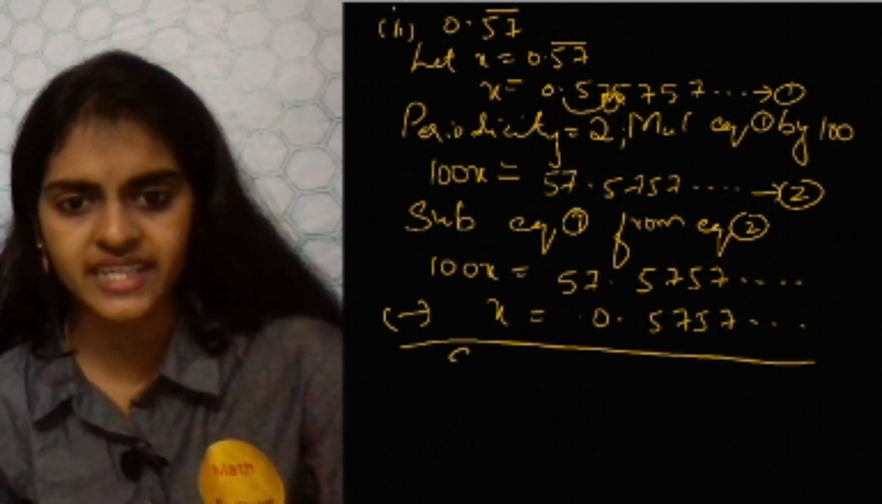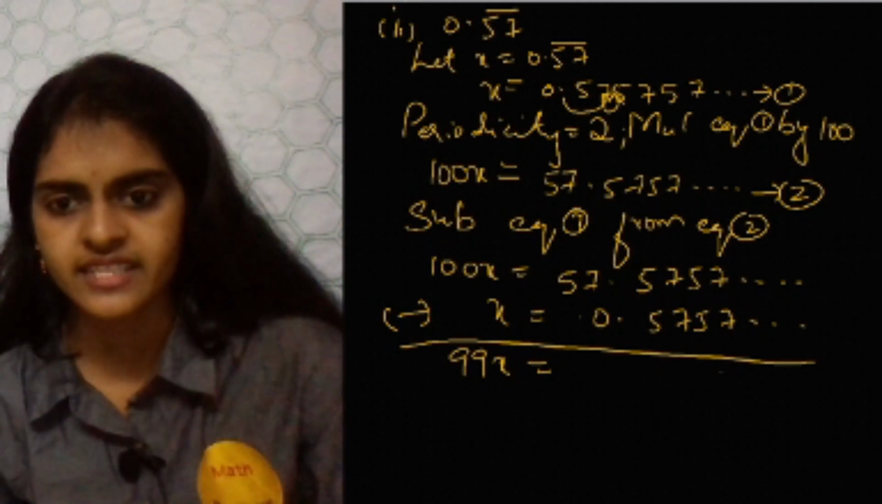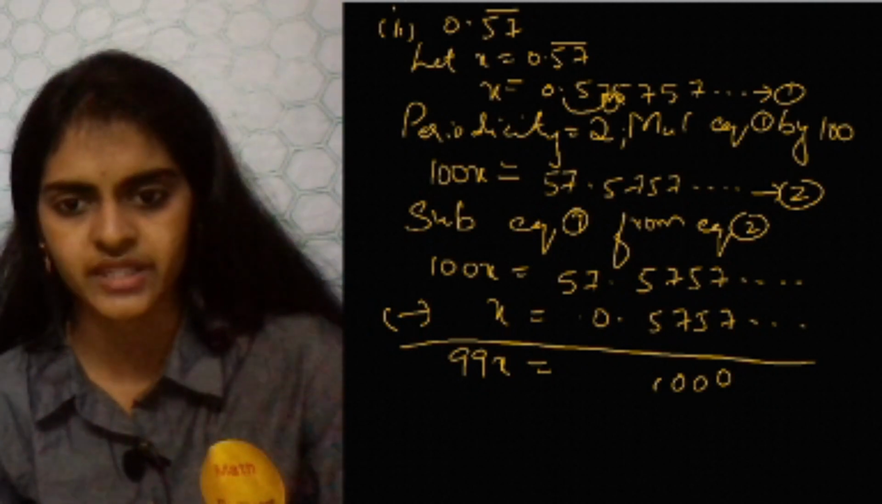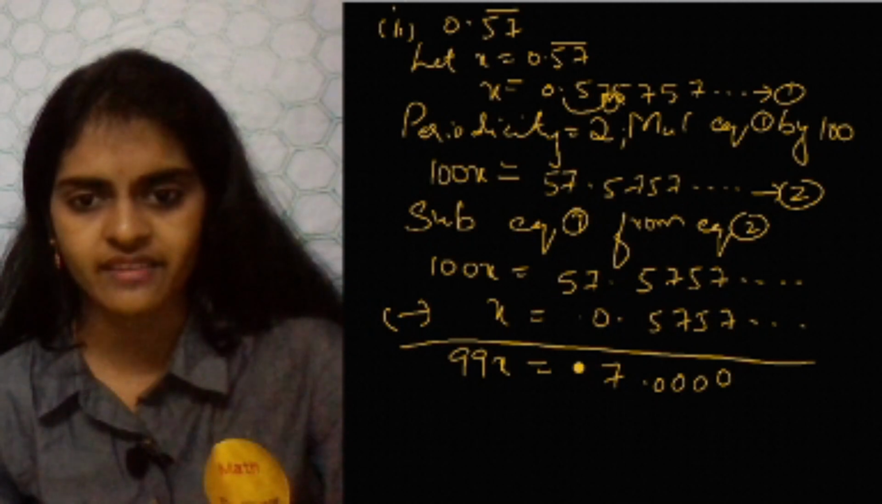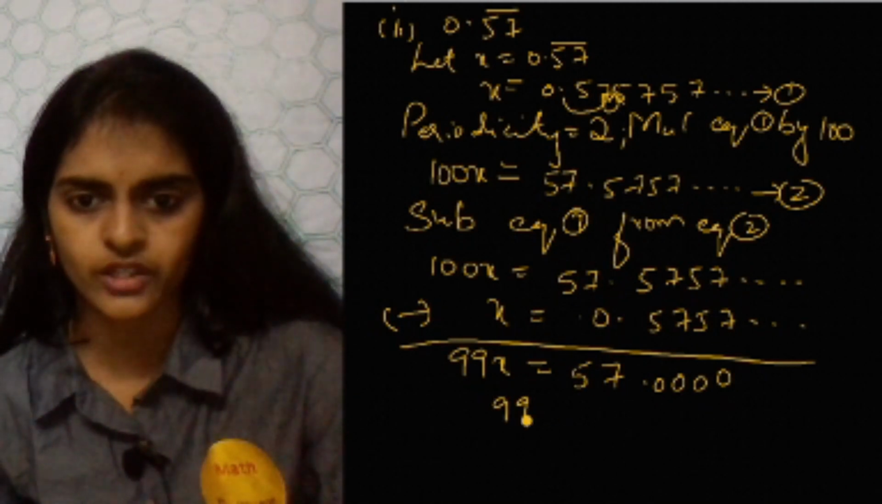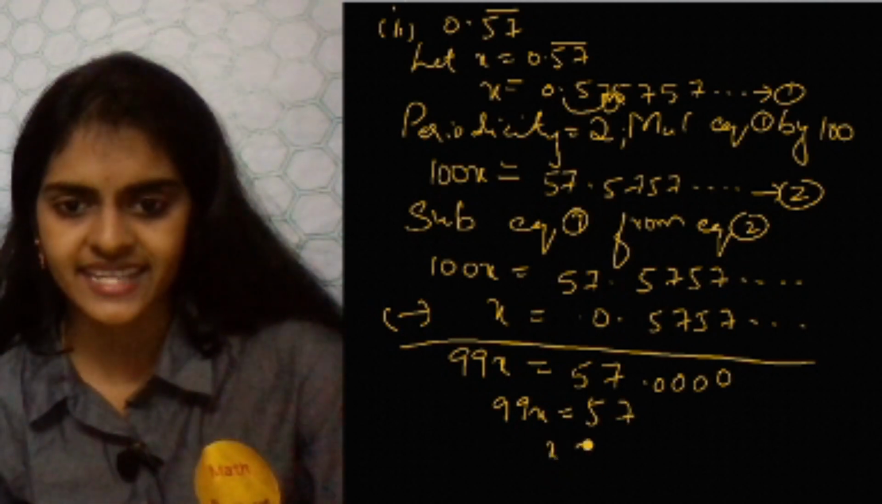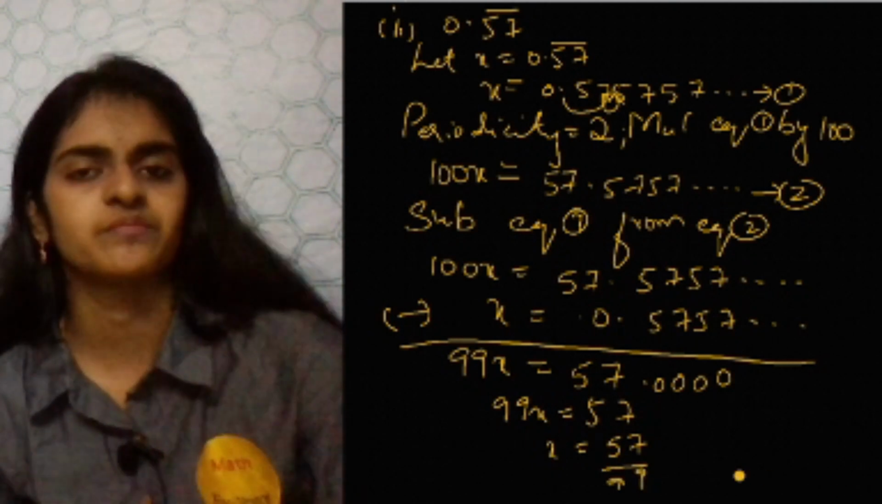Here, 100x minus x is nothing but 99x is equal to, so see, 7 minus 7 is 0, 5 minus 5 is 0, 7 minus 7 is 0, 5 minus 5 is 0. You have a point, write the point. 7 minus 0 is 7 and you have 5. So 99x is equal to, what did you get? You got it as 57.